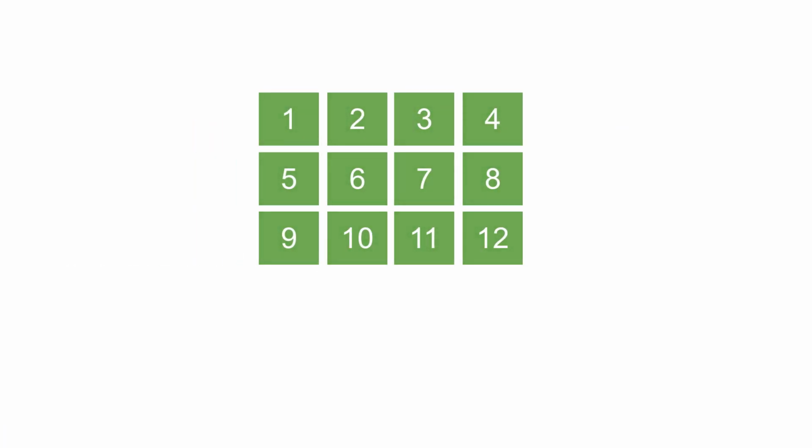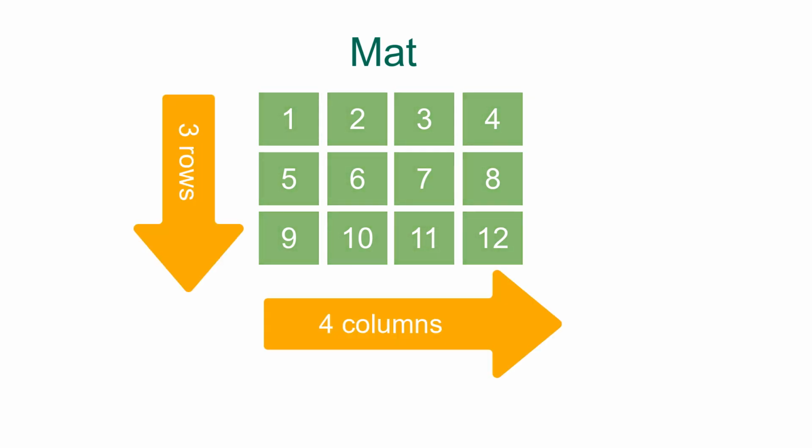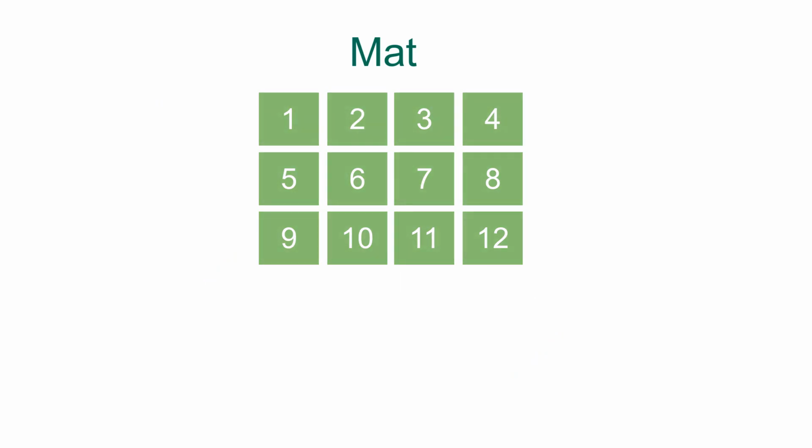Now let's move on to matrices. Let's say I have a matrix mat with 3 rows and 4 columns. Now let's see the MATLAB syntax to access individual elements in this matrix. Mat of 1 comma 1 is going to access the first row and first column element. Mat of 1 comma 3 is going to access the first row, third column element. Mat of 3 comma 2 is going to access the third row and second column element. So you get the idea.